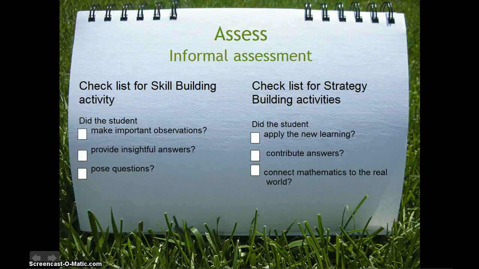And then the last part is the assessment. And this is where I will do the informal assessment with the 2 checklists. One is for the skill building activity, and I can check off whether the students did or did not do the following questions. And then I can also have another checklist for the strategy building activities, where again I can check off whether the students did or did not answer these questions. And this just allows me to know how involved my students were throughout this lesson.